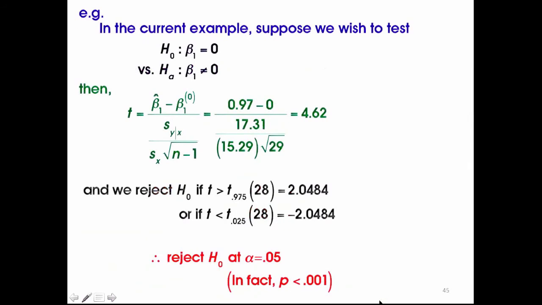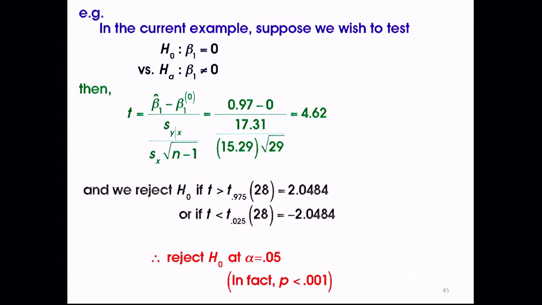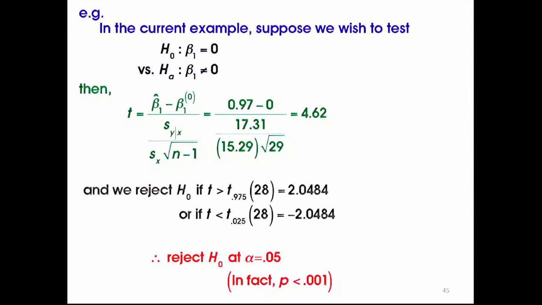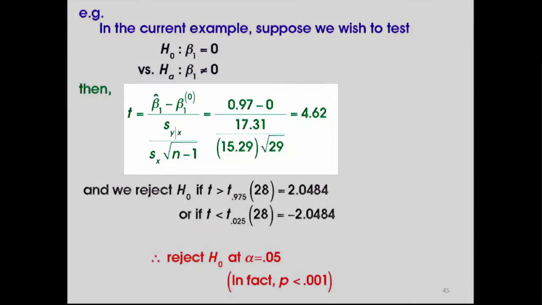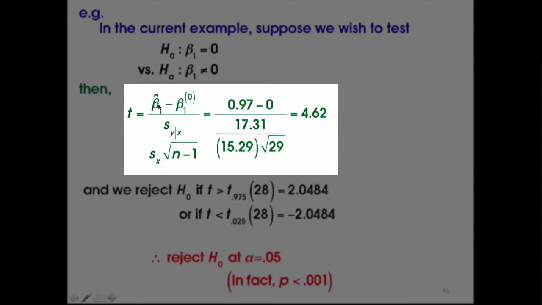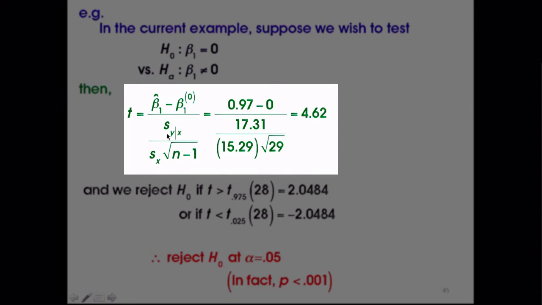So in our example, let's say I wanted to test the hypothesis that beta 1 was equal to 0. That is, I'm hypothesizing that there's no association between x and y. And the alternative is that there is some association between x and y. So I compute the value of t, which is the computed slope, 0.97, minus 0, the value under the null hypothesis, divided by the square root of the variance of the slope. And so plugging in those numbers, I see that the value is 4.62.